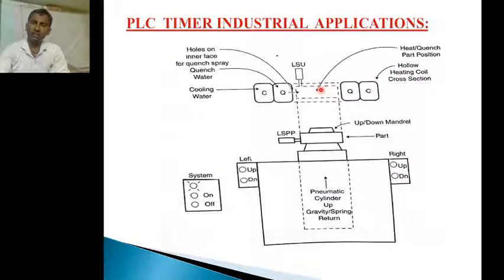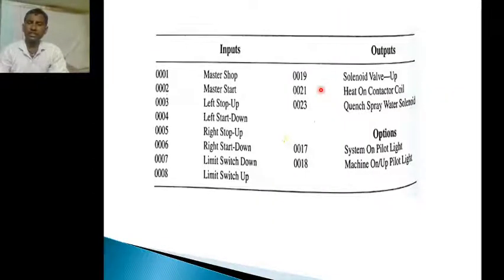So here we can differentiate what the inputs are and what the outputs are. Let us see. The inputs are master start button 002, master stop button 001, left start 4, left stop 3, right start 6, right stop 5, limit switch up 7, limit switch up 8, and limit switch down 7.